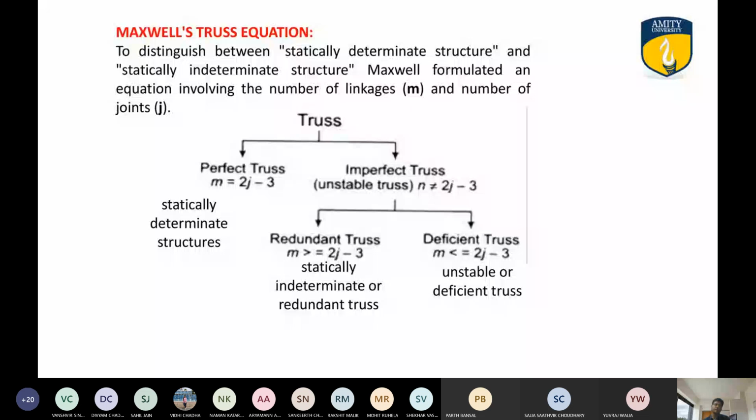Now another thing which we want to discuss is that, please tell me, in this ABC how many members were there? How many members can you see? Please tell me.